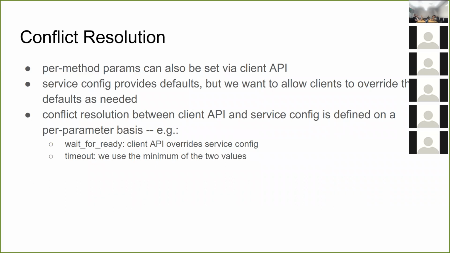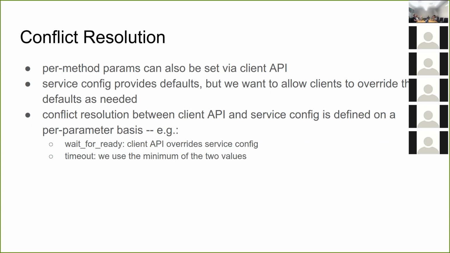So a couple of examples here. In the case of wait for ready, whatever you set via the client API overrides what's in the ServiceConfig. If the ServiceConfig sets some default, if you explicitly set it either way in a client API, that overrides what's in the ServiceConfig. Whereas the behavior for the timeout field is that we use the minimum of the two values.